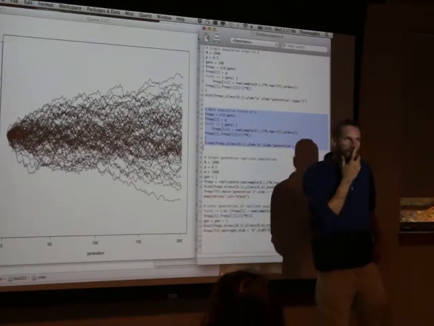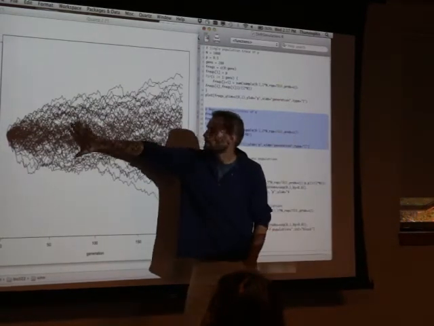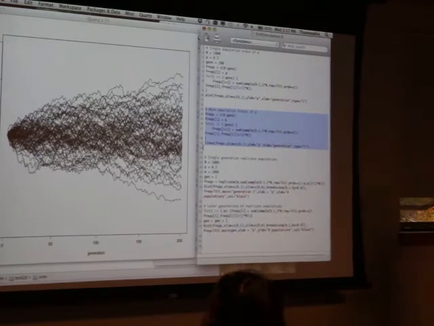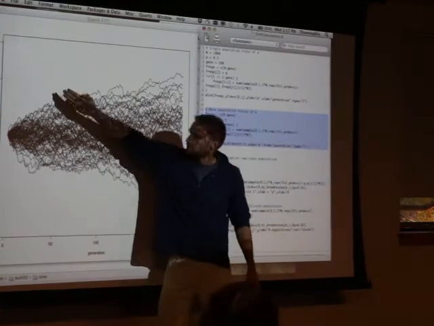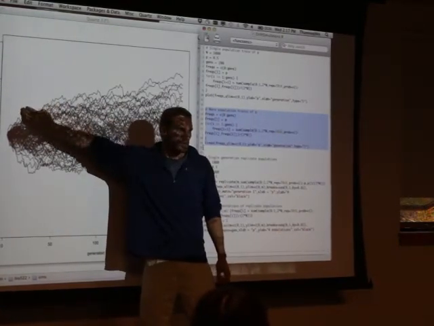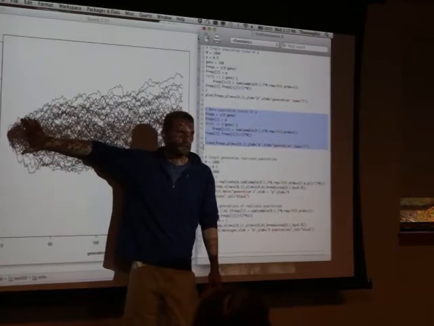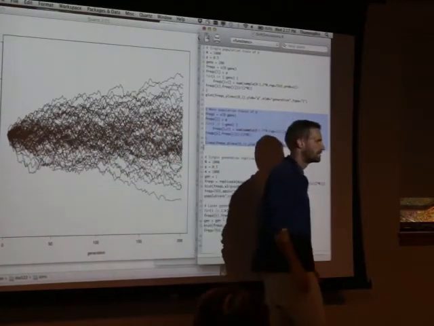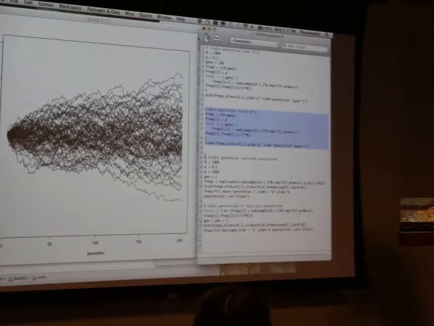So all of these are behaving neutrally, but they're still changing over time in allele frequency. Another way to look at this: imagine if we take a cross section at a particular point in time, and we're just interested in the distribution of allele frequencies across all of these independent loci. So I'll just do that.